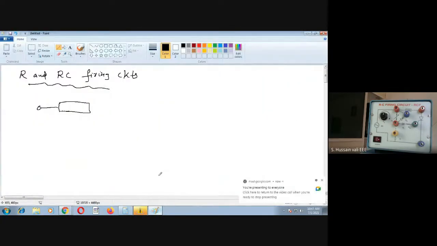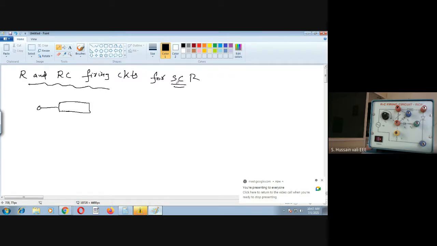So R and RC firing circuits, that is the experiment. Okay, so now firing circuits for what? These are the firing circuits for SCR. For SCR, we need a firing circuit. I hope you know that it's a semi-controlled device, so you need to fire whenever you want to turn it on.